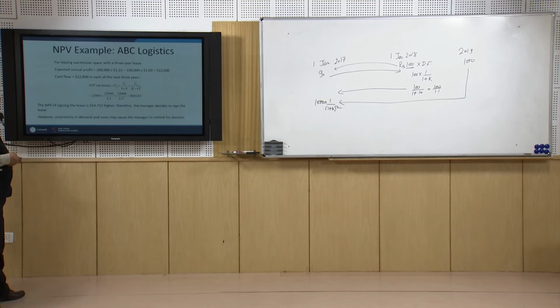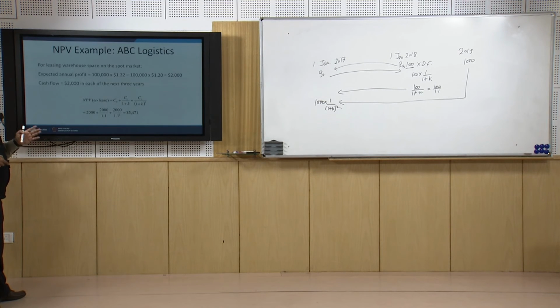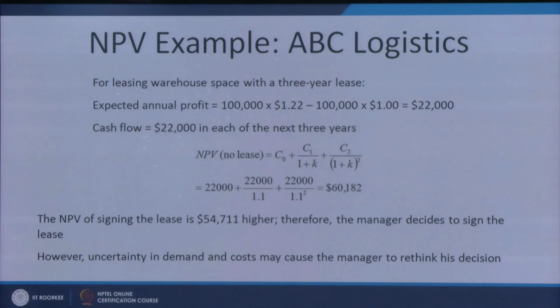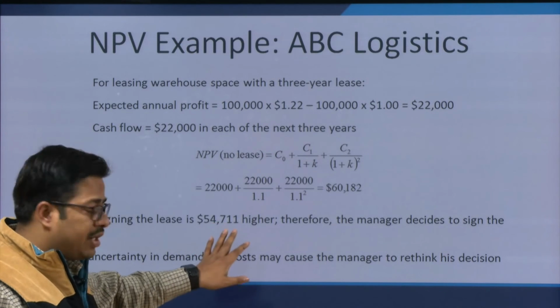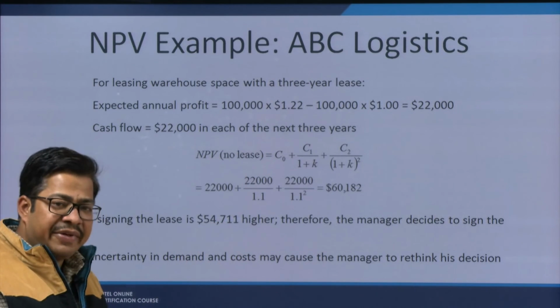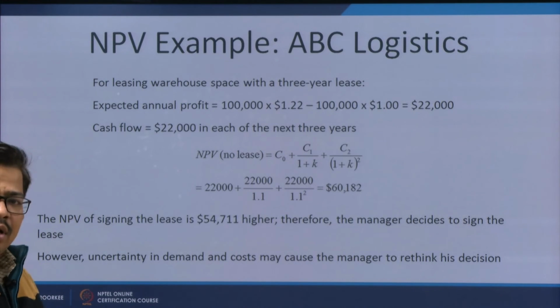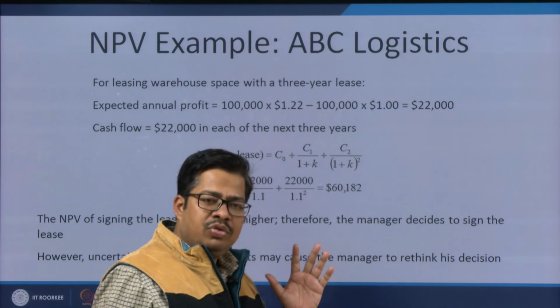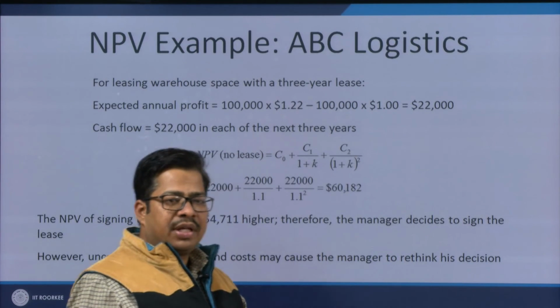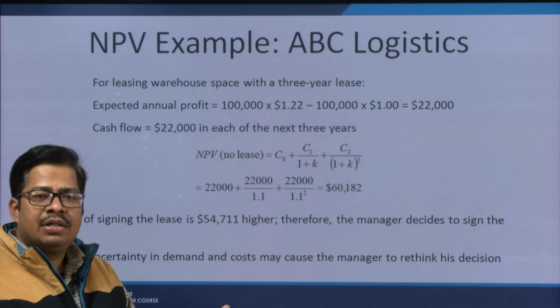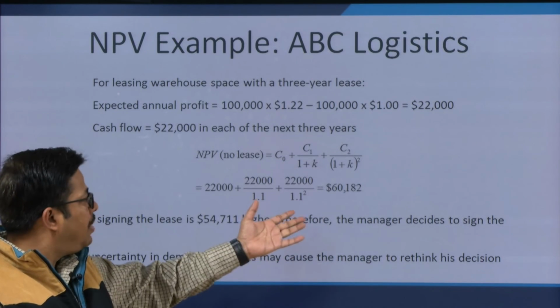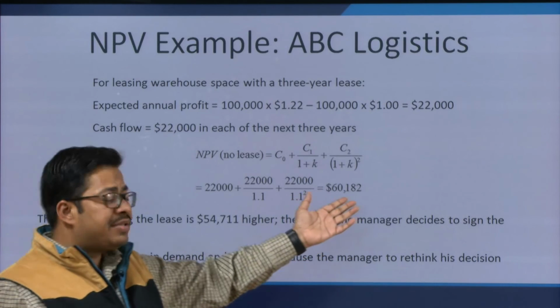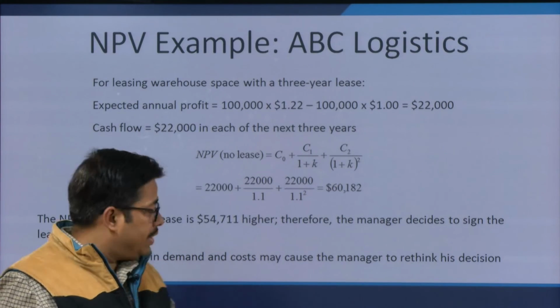60,182, and you can see it was 5,471 earlier, and now it is 60,000. So there is a difference of around 54,711, which is significantly higher. So now you have a very clear option: you will decide to sign the lease. You will not go to the spot market, because in the spot market our profit is just $5,000, and here the present value of our profits is 60,000, which is much higher.